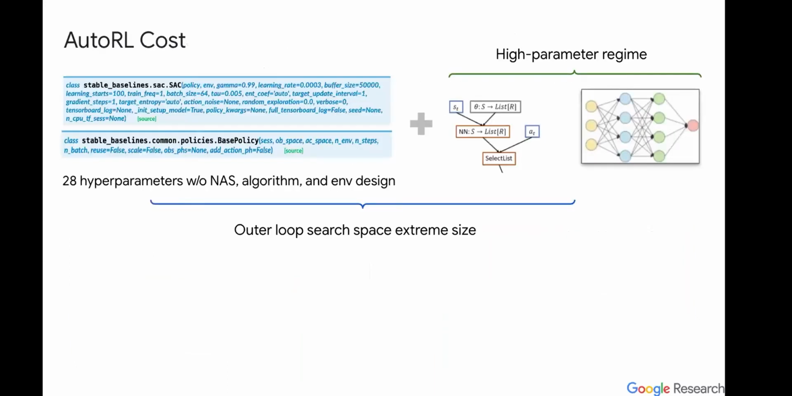So now let's talk about the cost for AutoRL. This is from OpenAI stable baselines. Soft actor critic, but pick any other, has 28 hyperparameters to specify, just out of the bat. Now let's add that we really need to figure out the algorithm and the neural network architecture and so on. This outer loop search space becomes really big, much bigger than AutoML.